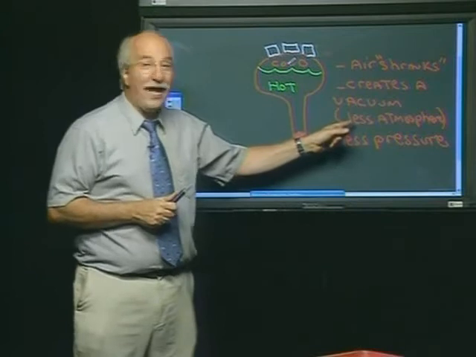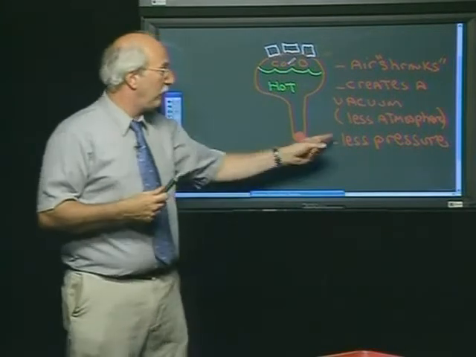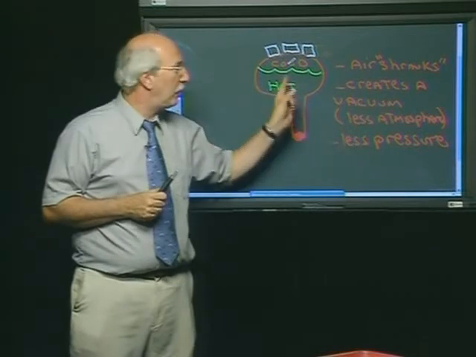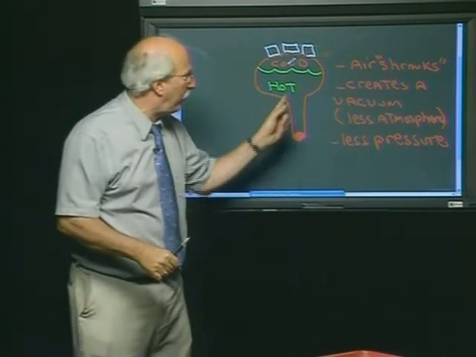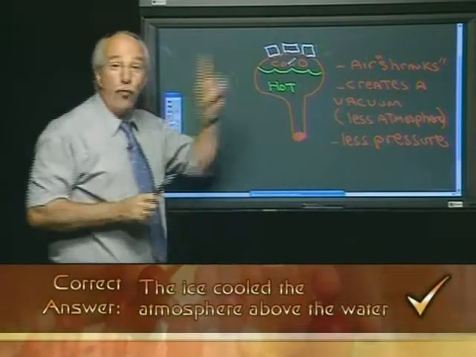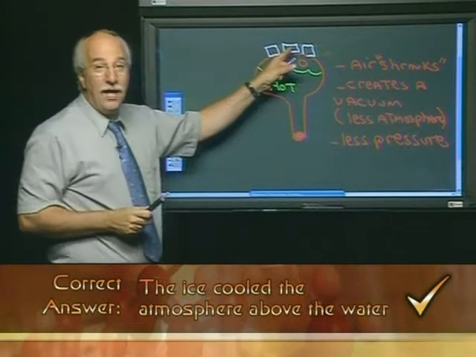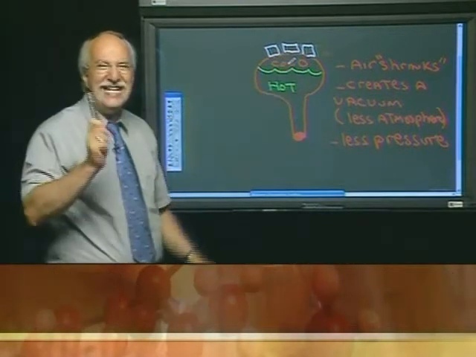Well, this vacuum created less atmosphere, and if you have less atmosphere, literally you have less atmospheric pressure in there. So you're not pushing as hard on the water, so what can the water do? Well, it was hot. Boom, it goes shooting out. We call that boiling. We boiled water with an ice cube, not because we heated the water, but because we cooled the atmosphere above it. Neat, neat stuff.